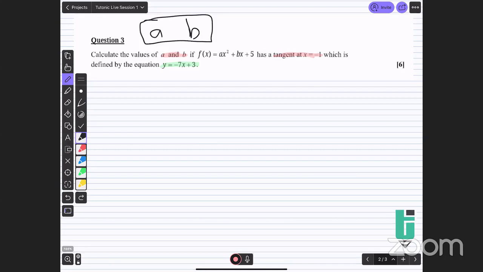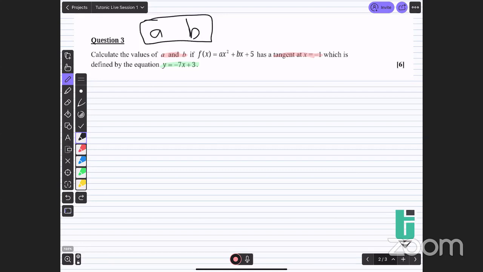I'm not sure. Isn't it because he wants to find the y? Yes, but how do you know that y? How do you know you can sub that y into the original equation? Because at that specific point on the graph, the gradient of the tangent is equal to the gradient of the graph.